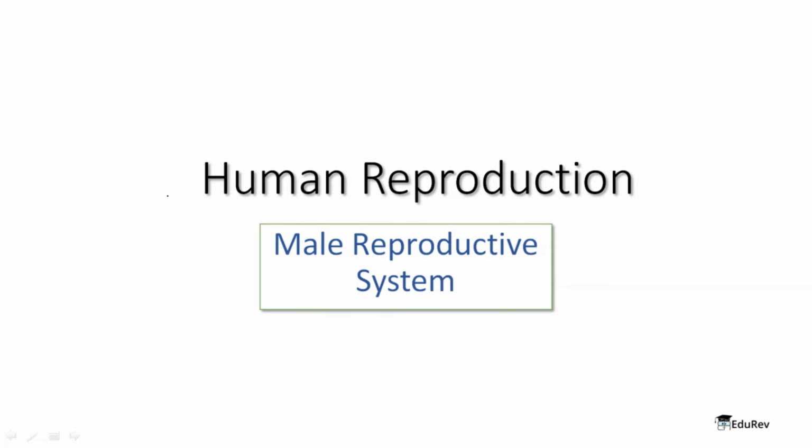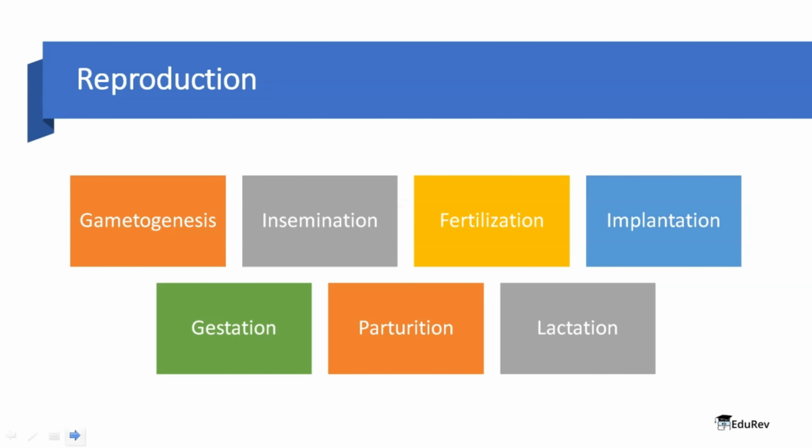Hello everyone. Today we are going to study the biology chapter, class 12, Human Reproduction. First of all, we will study the male reproductive system in it. Before going to the male reproductive system, we should know one thing: what are the steps in reproduction.